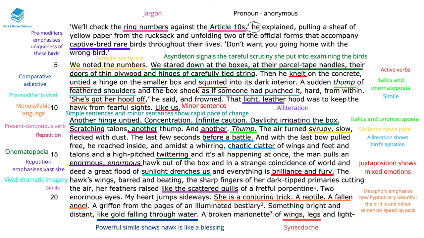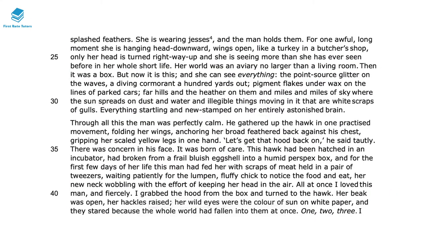So let's carry on. "A broken marionette of wings, legs, and light-splashed feathers. She's wearing dresses, and the man holds them. For one awful long moment, she's hanging head downward, wings open, like a turkey in a butcher shop. Only her head is turned right way up, and she's seeing more than she's ever seen before in her whole short life."